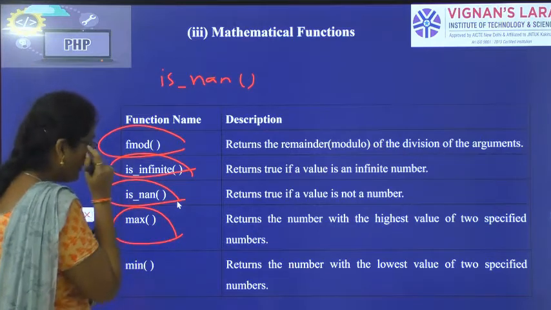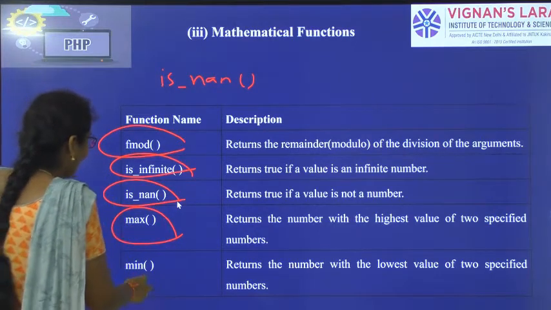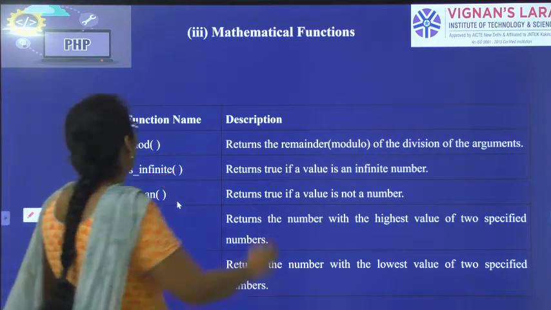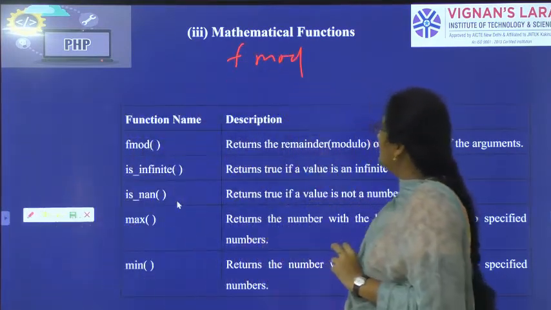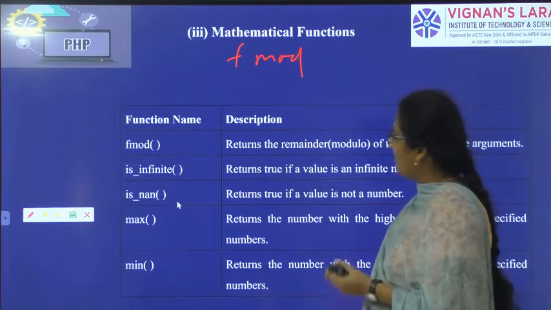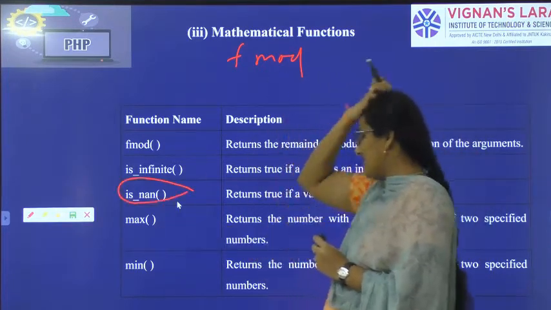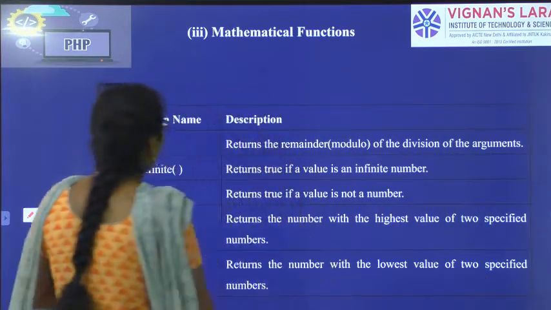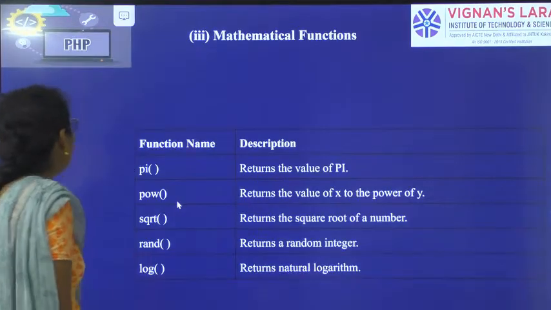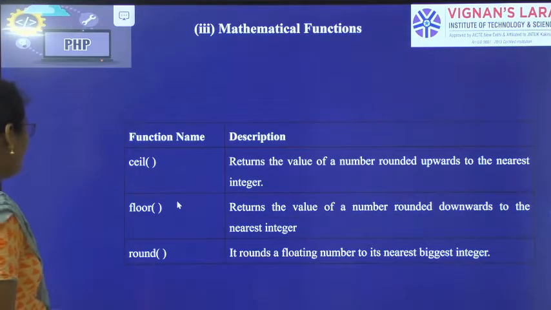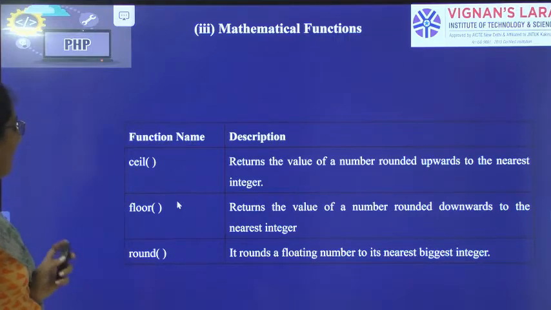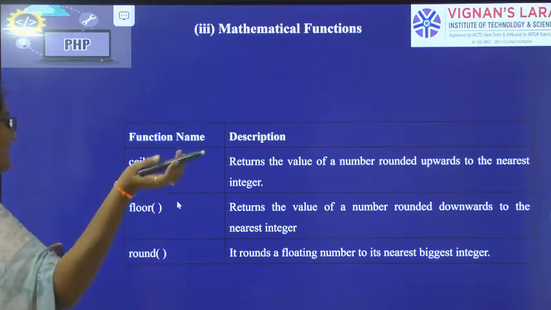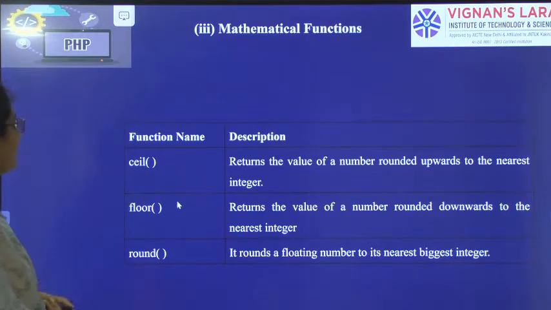The max function is used to know the highest value of specified numbers. The min function is used to know the lowest value of specified numbers. So fmod is used to return the modulo of division of numbers. The is_nan function returns true if the value is not a number. Then floor, ceil and round functions: to round off a number, to ceil a number to the nearest integer, to floor a number to the nearest integer.